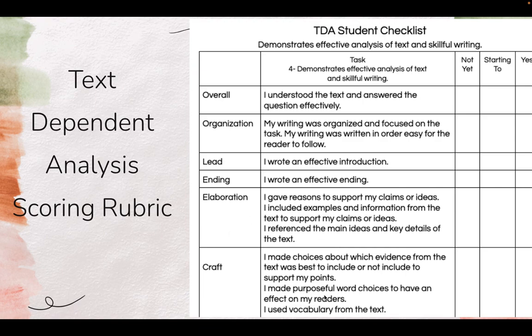You also need to add your craft, which I know we work on really hard throughout the year. Did you make choices so that we could see you within the text? Did you use purposeful word choices? And did you use strong vocabulary? I know we've really worked on elaboration and craft throughout the years in other genres, since those typically score the highest points in our other genres.